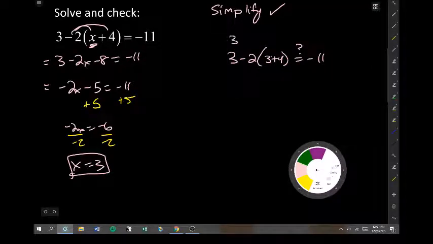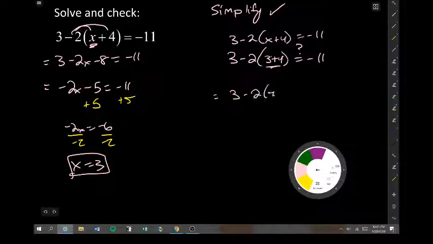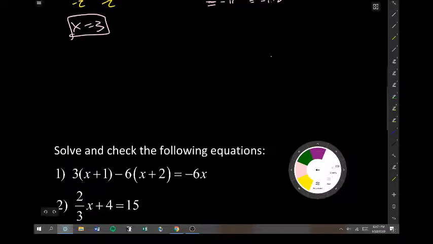So I'm going to write this first. 3 minus 2 times parentheses x plus 4. I know that does equal negative 11, so I don't put a question mark above that. And now this I'm just evaluating, so I can do 3 plus 4 first. Yes, they equal each other. Boom. We solved. We checked. Way to go. We're the best. So simplify, solve, check. It's pretty straightforward.